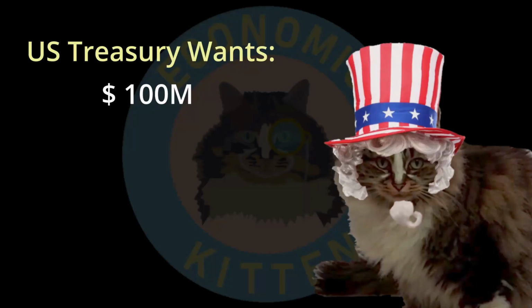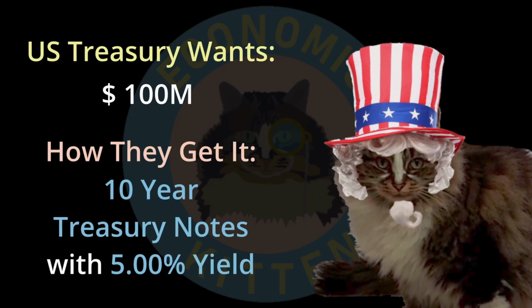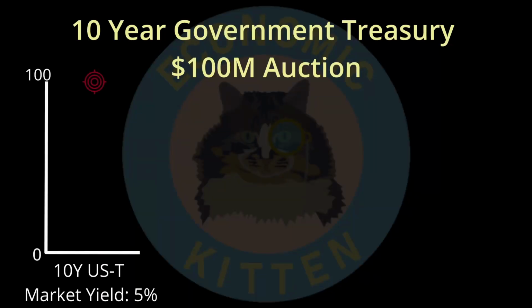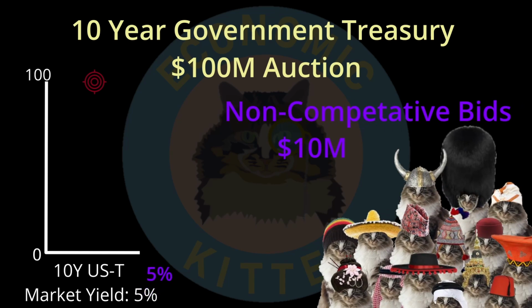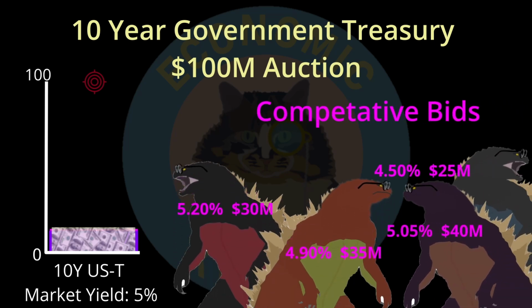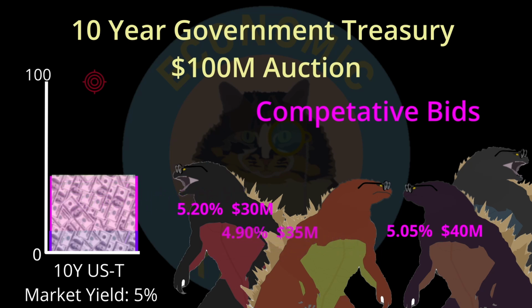Let's say the Treasury Department wants to raise $100 million in 10-year notes, which has a yield of 5%. So we'll need to start an auction for it. First, the non-competitive bids are accepted. And for this example, we'll say it's 10 million, with 90 million left for competitive bids. These are the competitive bids that were received at auction. All these bids exceed the 90 million left to auction, so the lowest bids are taken until the full value of the remaining 90 million is reached.